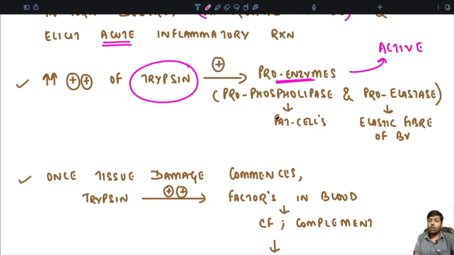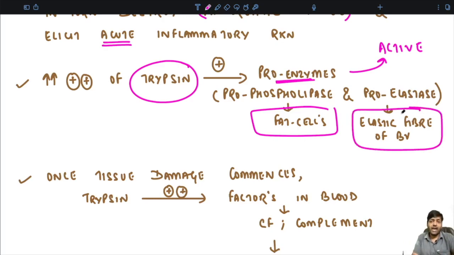Okay, so what are these proenzymes? These are prophospholipase and proelastase. Prophospholipase will convert into an active phospholipase, which is going to act on the fat cells, leading to fat necrosis. Similarly, proelastase is going to act on the elastic fibers of the blood vessels as well.